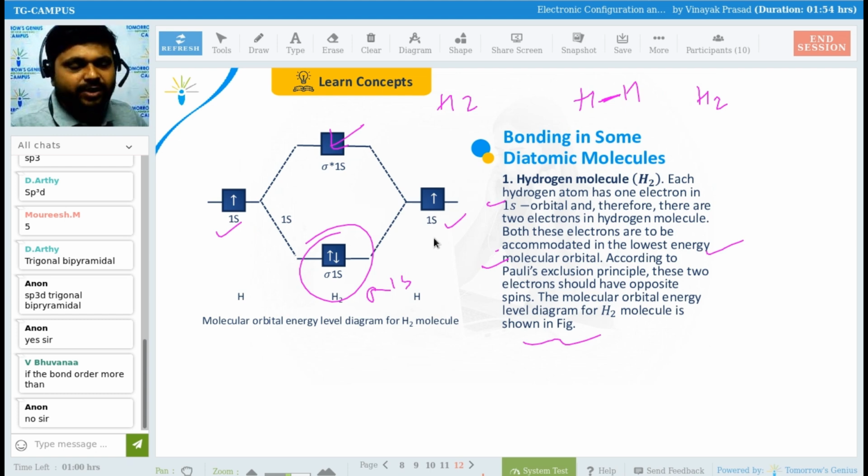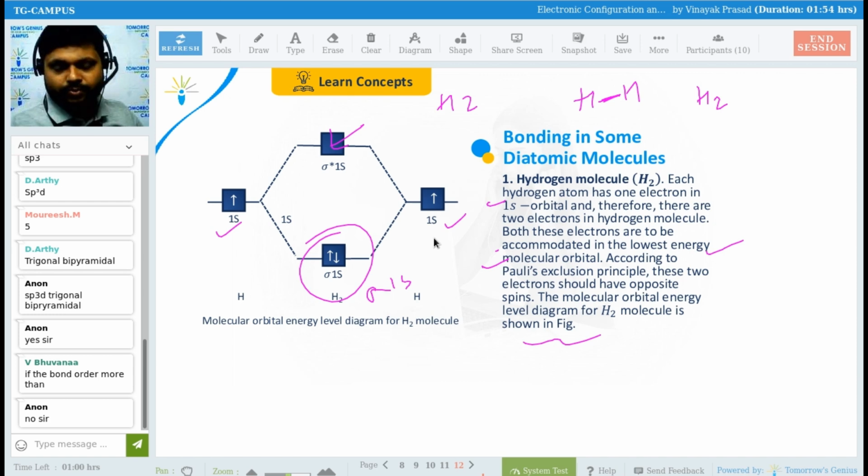Here, if there is a star, what does it mean? It is anti-bonding. Getting my point? If there is no star, it means there are no anti-bonding electrons in the molecular orbital theory. If there is no anti-bonding, there is only bonding.